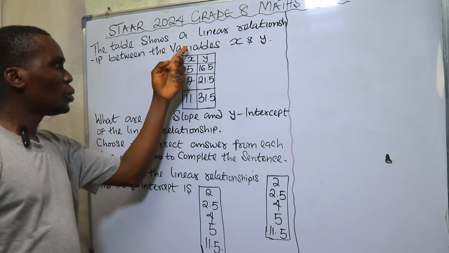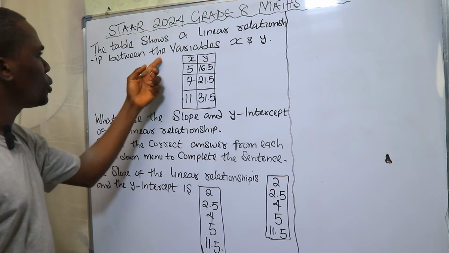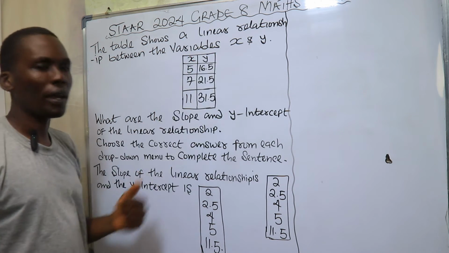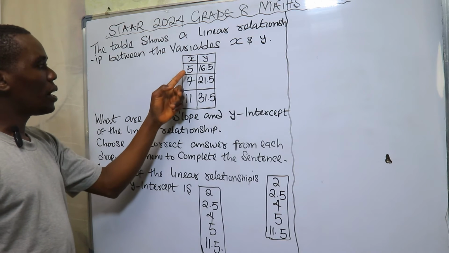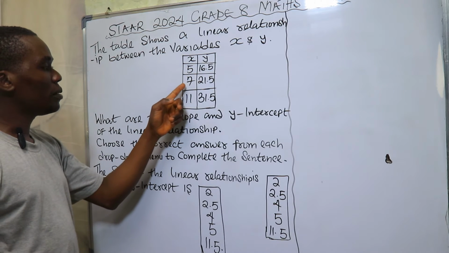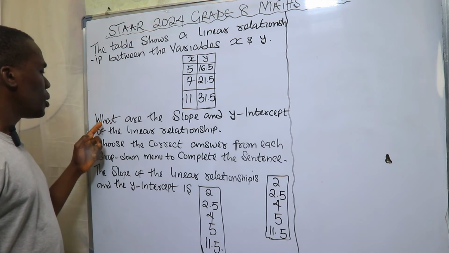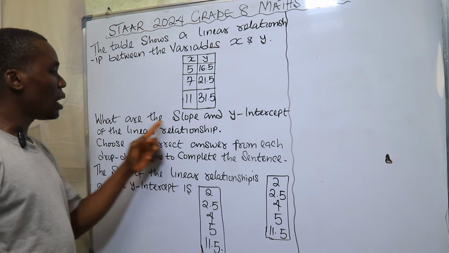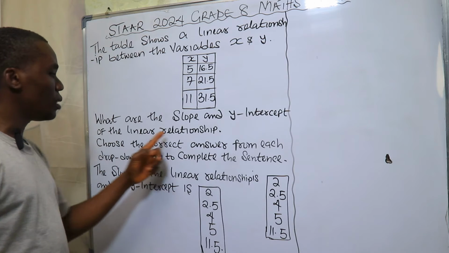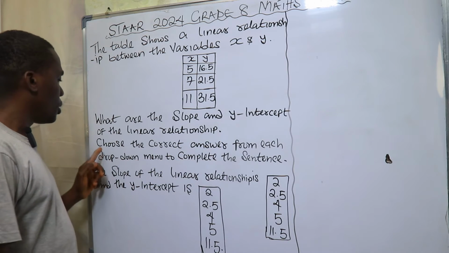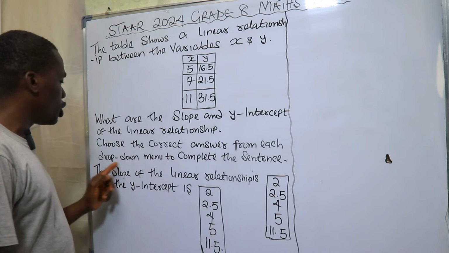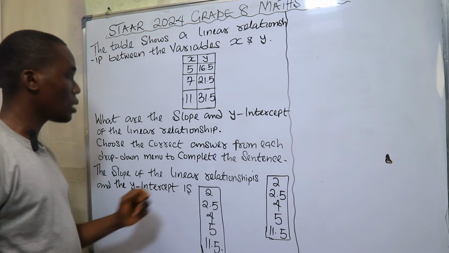The table below shows a linear relationship between the variables x and y. X, y is 5, 16.5, 7, 21.5, and 11, 31.5. The question says, what are the slope and y-intercept of the linear relationship? Choose the correct answer from each drop-down menu to complete the sentence.